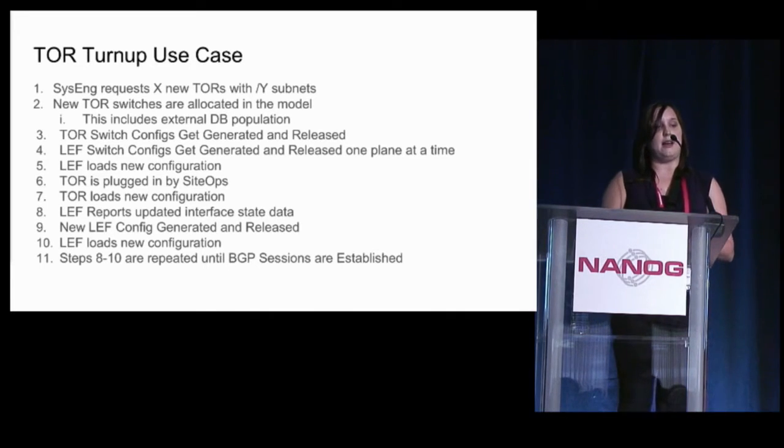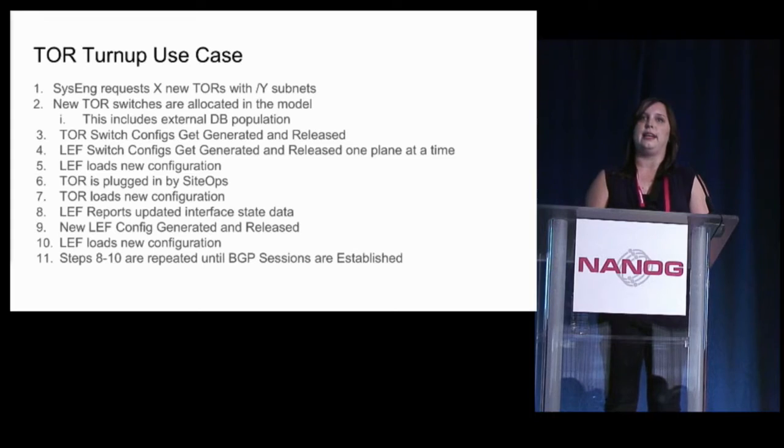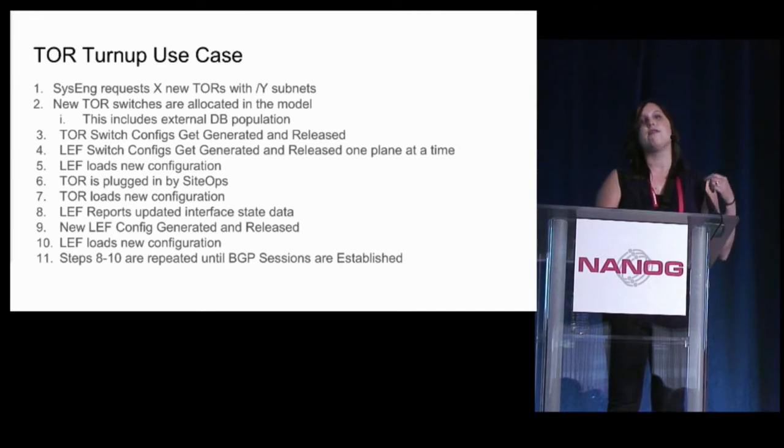From there, the TOR would load its new configuration successfully. It would come up as a neighbor for the leaf, and they would see that they're both connected to the correct place, and the leaf would detect that as a port state change. From there, it would iterate through the steps needed in order to establish all the BGP sessions.